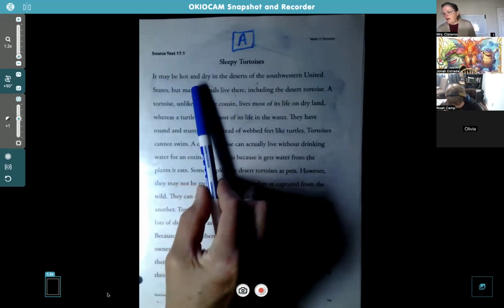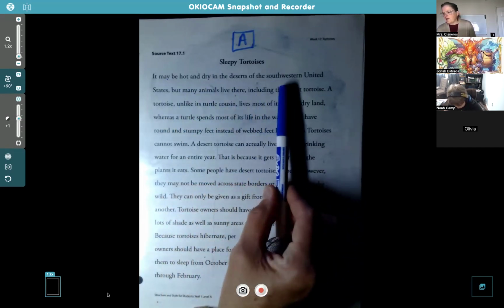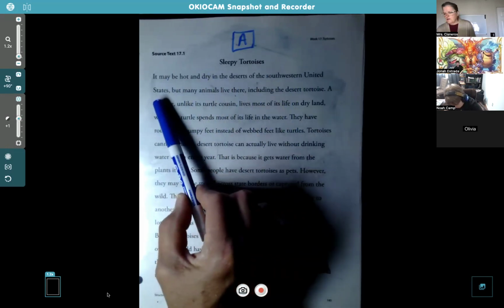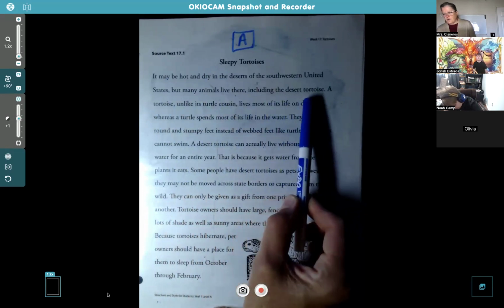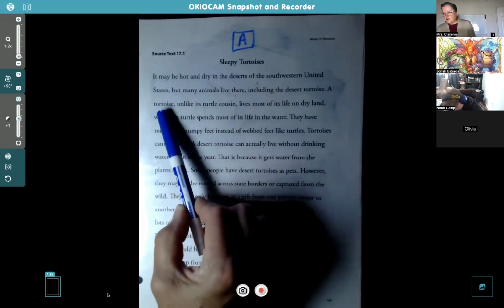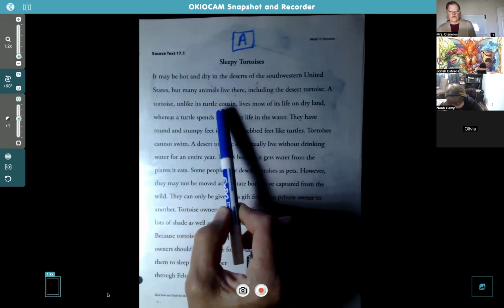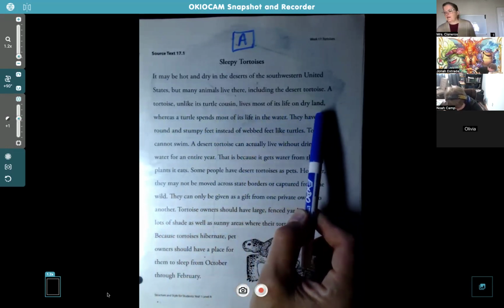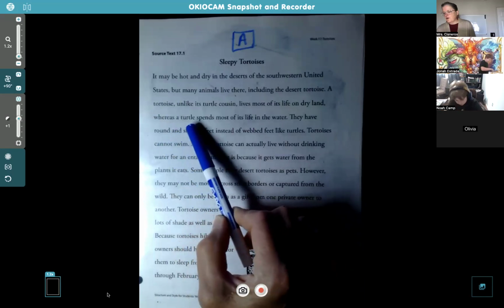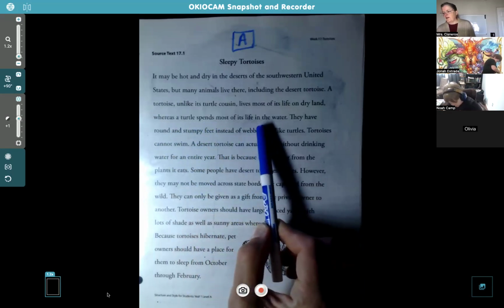It may be hot and dry in the deserts of southwestern United States, but many animals live there, including the desert tortoise. A tortoise, unlike its turtle cousin, lives most of its life on dry land, whereas a turtle spends most of its life in the water.